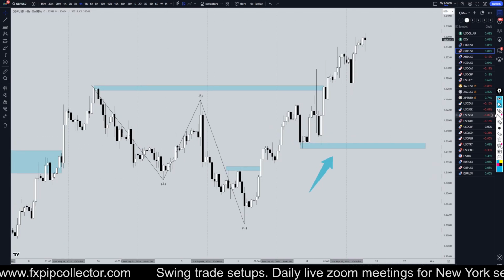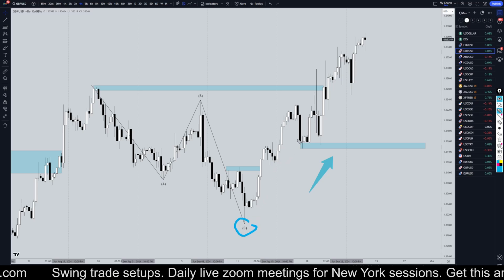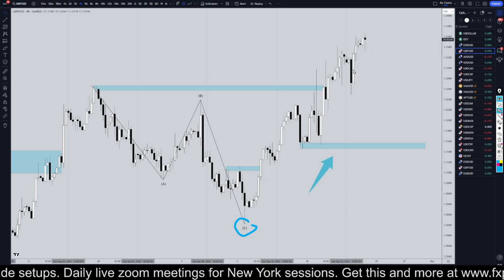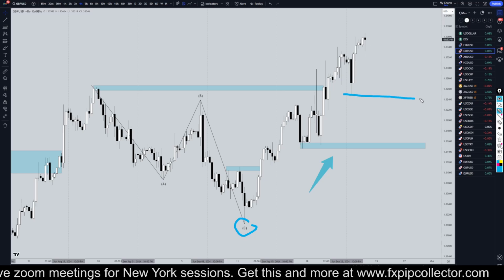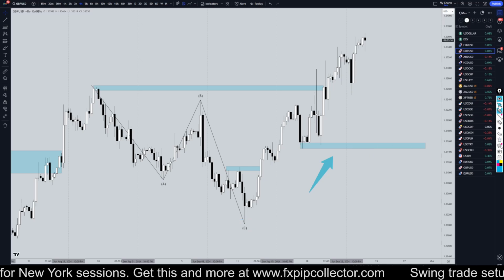Going down to the 4 hour time frame. Even from the last ABC correction, this is all higher highs, higher lows, higher highs, higher lows, until it actually breaks that series of higher highs, higher lows with either a lower high or a breaker structure to the downside.